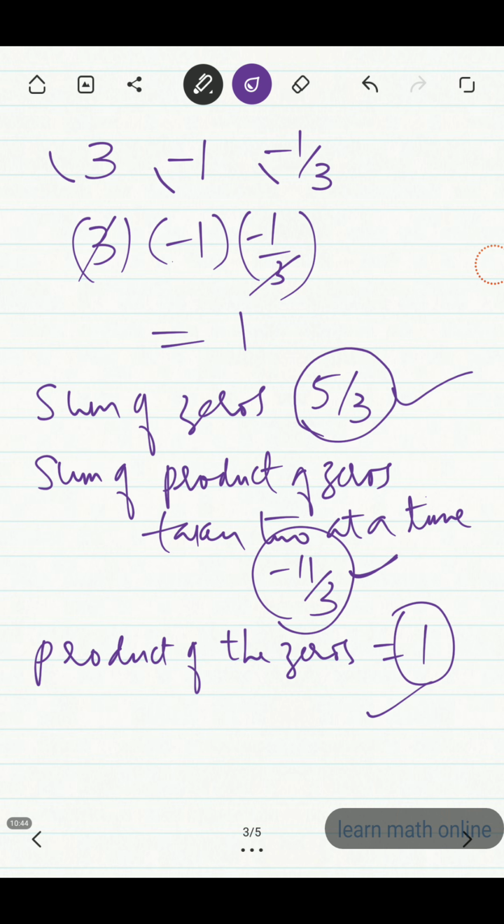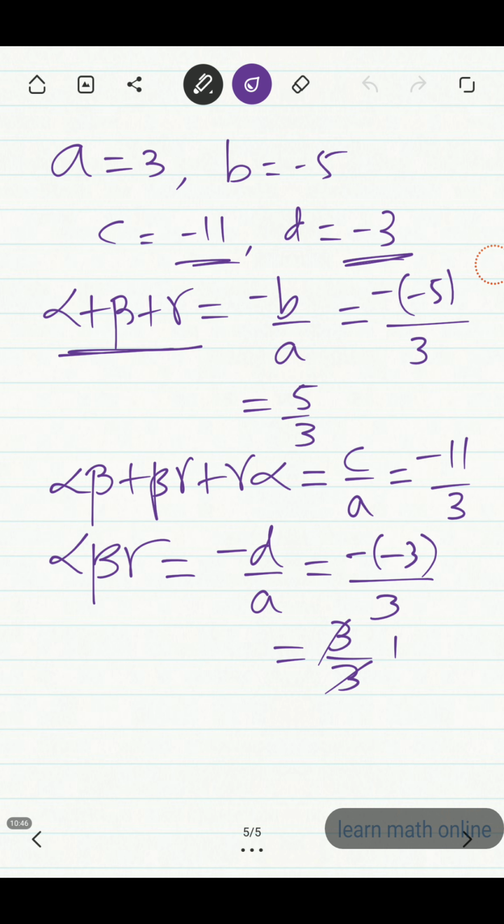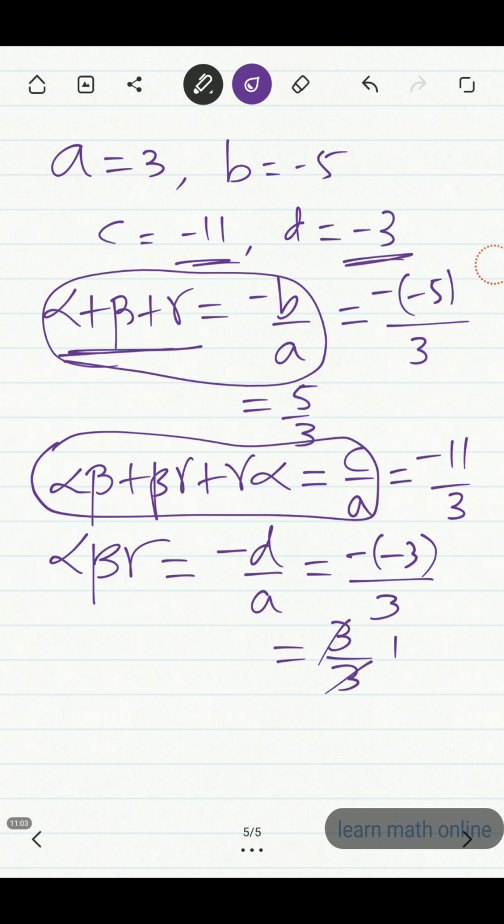So without finding the zeros, can we find the sum of the zeros, the sum of the products of the zeros and the product of the zeros? Yes, we can. The formulas are: sum of the zeros will be minus b by a, the sum of the products of zeros taken two at a time will be c by a, and the product of the zeros will be minus d by a.